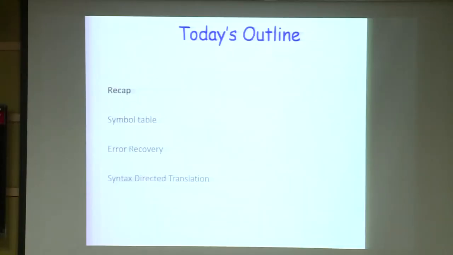Today's outline is a recap session. We will discuss what we have done previously, and then we will discuss the symbol table and how the symbol table is used in the compiler. Then we will discuss error recovery, how the compiler recovers from errors in particular stages when we implement the compiler: in the lexical analyzer, then semantic analyzer, then intermediate code generator, code optimization, and finally code generation.